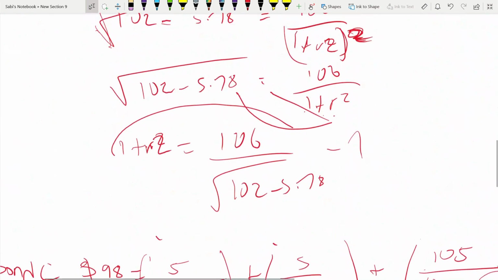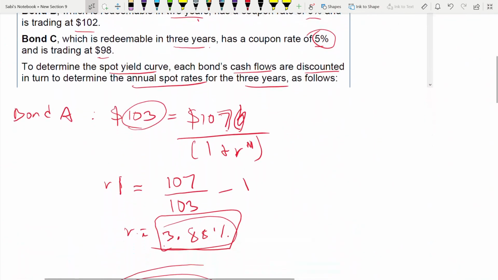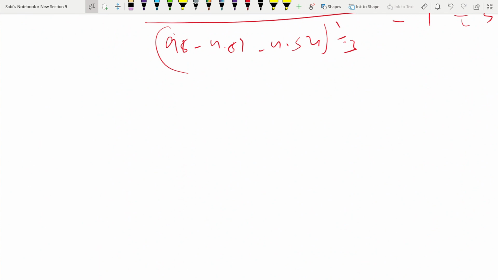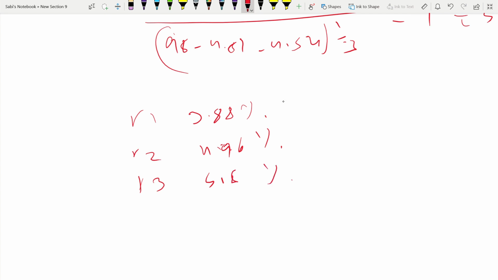Wait, just first it was 3.88. Okay, now list all the 3 percentages that you have got. R1, R2, R3. 3.88%, 4.96%, 5.8%. What can you see?